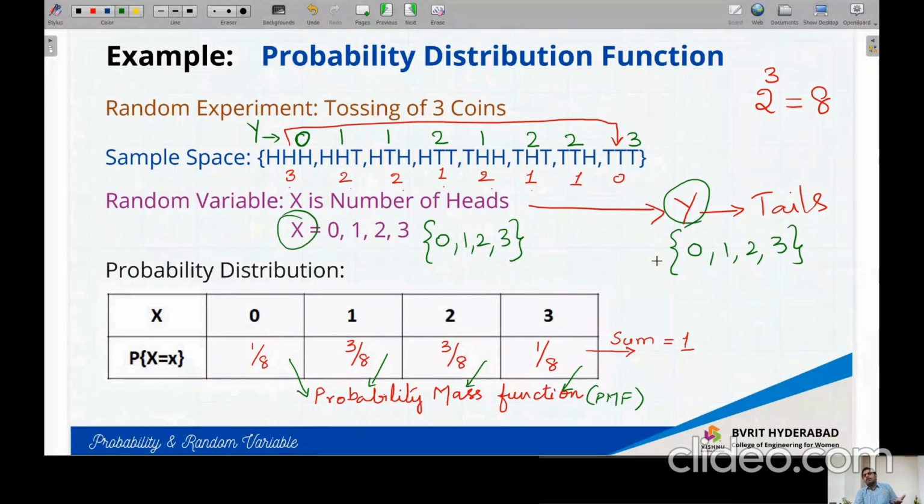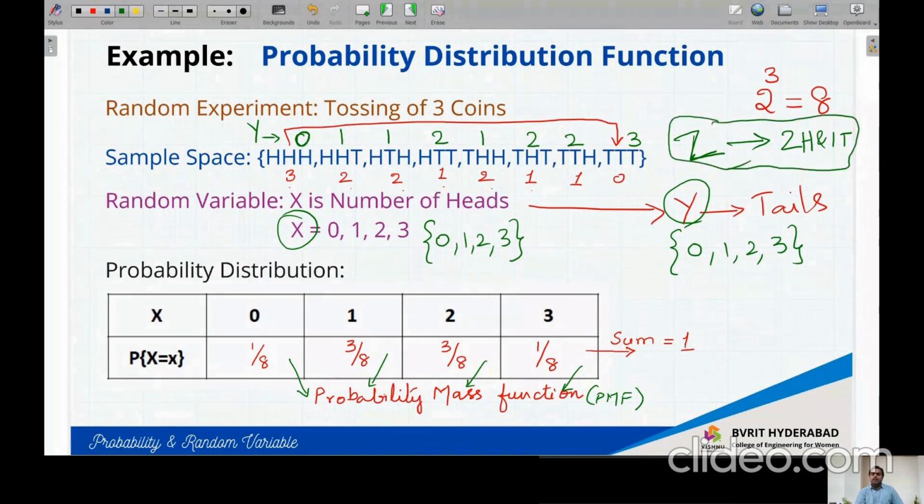I can have the random variable counting number of X, or some other person may count a tail. So the definition of a random variable depends on the application, whether he needs a head or he needs a tail. Got it? So I can define any different types of random variables even. For suppose, I can define a random variable Z, which have only two heads and one tail. Two heads and one tail.